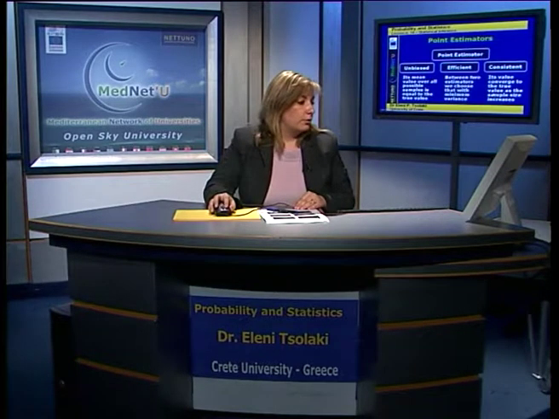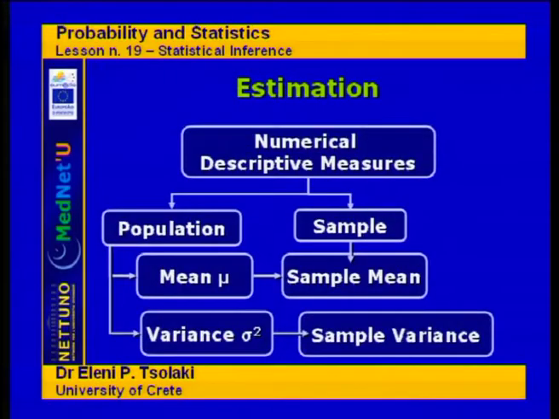Now, we are going to talk about the numerical descriptive measures. We have seen what these are for a sample. We have the sample mean and the sample variance. Now, when we're looking at random variables, we saw that for the population, the mean would be denoted by the Greek letter mu, and the variance here would be denoted by sigma squared.